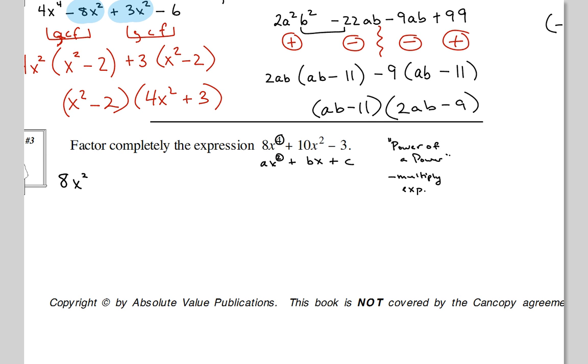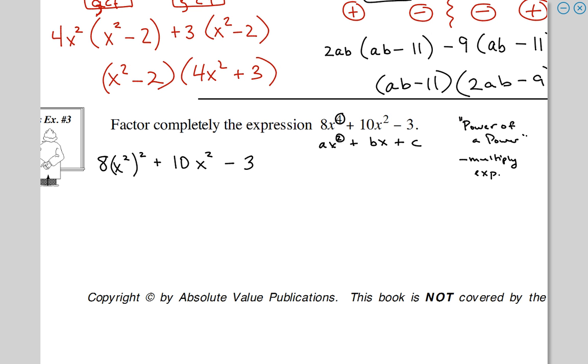8(x squared) squared plus 10(x squared) minus 3. Now it has the form that we need. You could do a substitution to make it look even better. Let y equal x squared. Then you have 8y squared plus 10y minus 3.